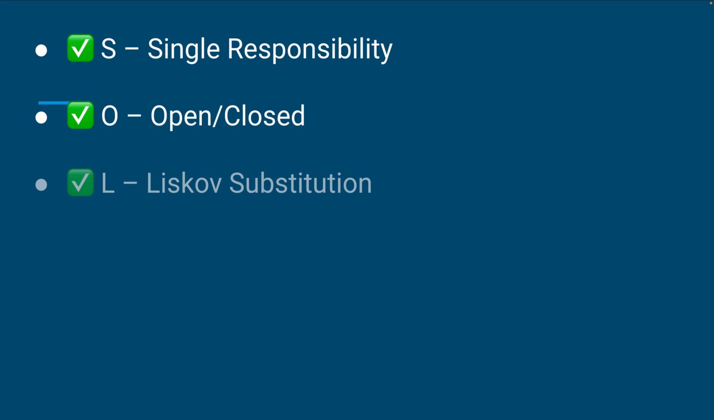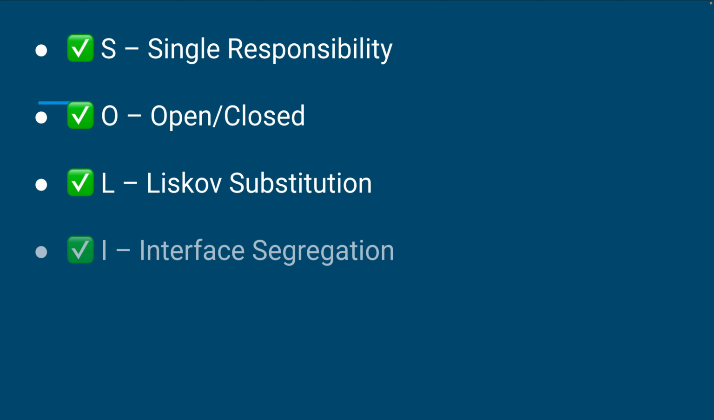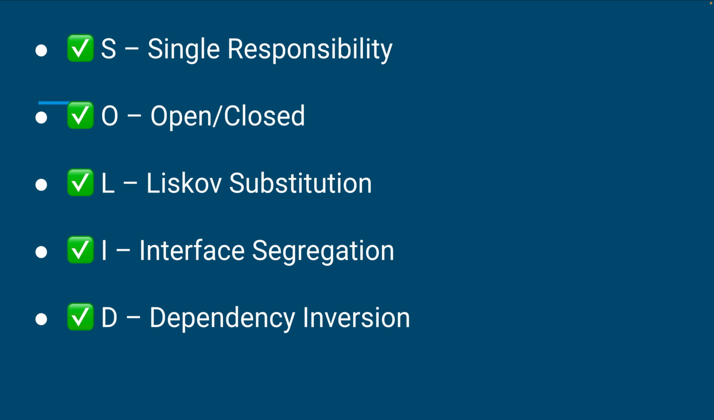Let's do a quick recap. S. Single responsibility. One reason to change. O. Open closed. Extend without modifying. L. Liskov substitution. Subclasses should work like their parents. I. Interface segregation. Only depend on what you need. And finally, D. Dependency inversion. High-level code shouldn't care about low-level details.